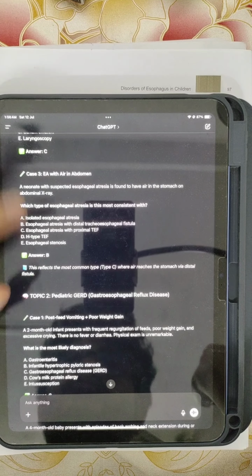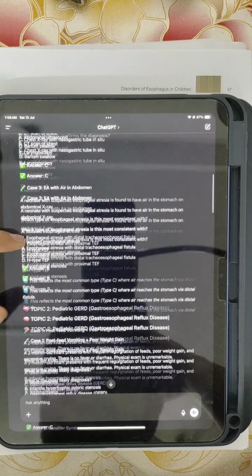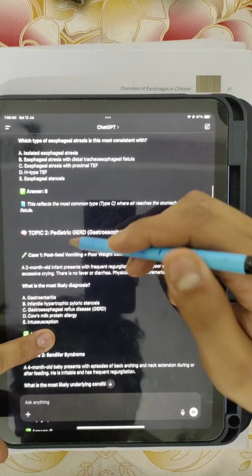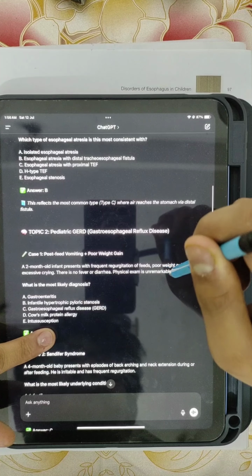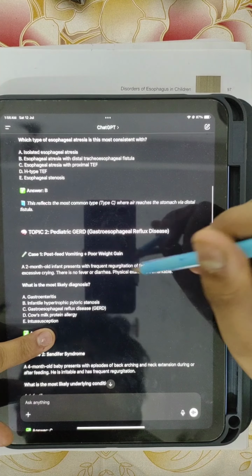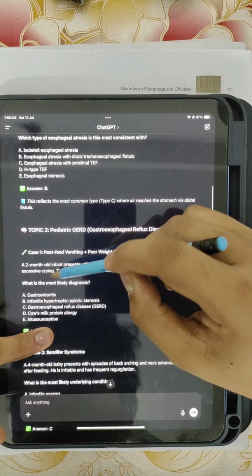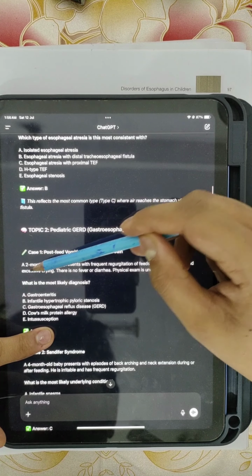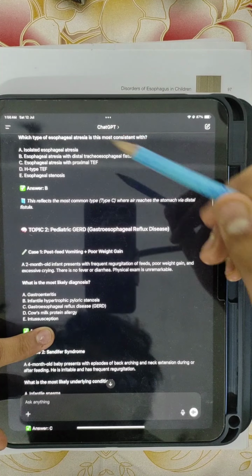Let's do some more questions regarding GERD. A 2-month-old infant presents with frequent regurgitation of feeds, poor weight gain, and excessive crying. There is no fever or diarrhea. Physical exam is unremarkable. What is the most likely diagnosis? Now the case is under 6 months, and GERD means within 6 months. So it is a 2-month-old, under 6 months.